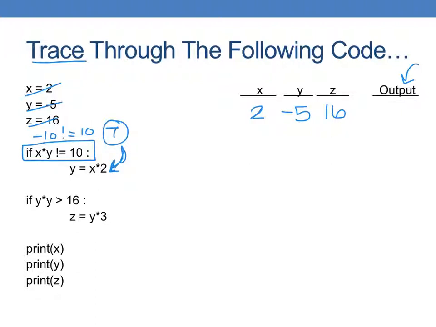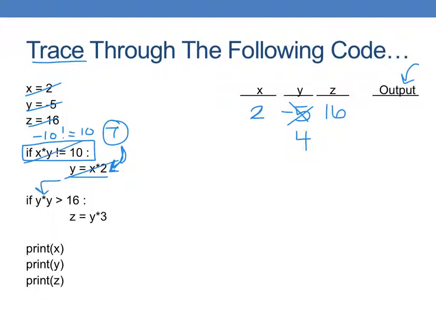So then what happens is Y becomes X times 2. Because this line of code runs, Y is actually going to change value. It's no longer going to be -5. Instead, it's going to be the value of X, which is 2, times 2, so Y becomes 4. And then we move on. We've checked off these lines of code, and we move on to here.